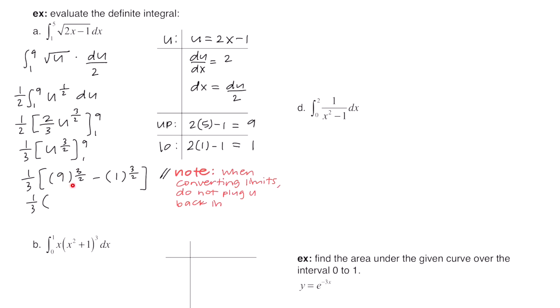Remember, to evaluate this right here, you do the square root of 9, which is 3, and then 3 cubed is 27. And 1 to the 3/2 is just 1. So our final answer is 26 divided by 3.